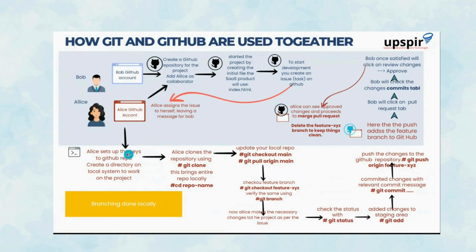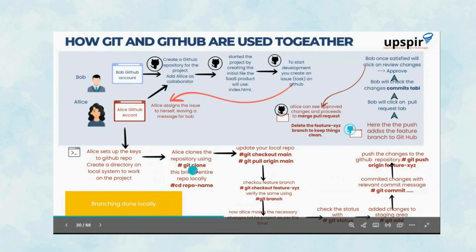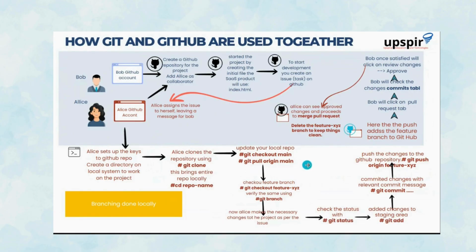Now Alice sets up the keys to the GitHub repo, creates a directory on the local system, and does a git clone. Once you do a git clone, you will get the main directory. You will cd to that directory, then do git checkout main, go to the main repo, and run the command git pull origin main. Although this might not be required right now because you have just cloned it, it's always better to first use git pull.